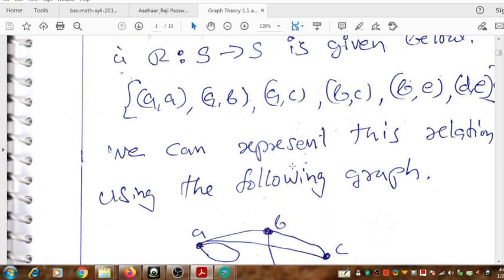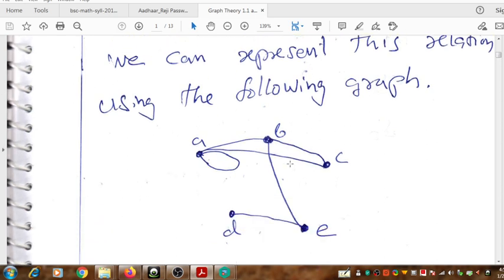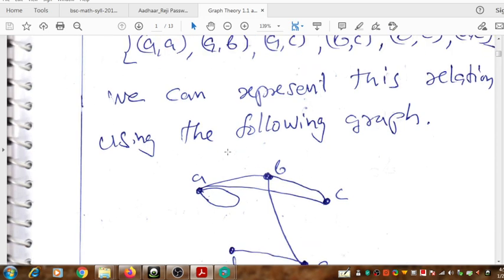We can represent this relation using a picture, using a graph, and that graph is written here. Let's see how this graph is drawn. I will explain that.